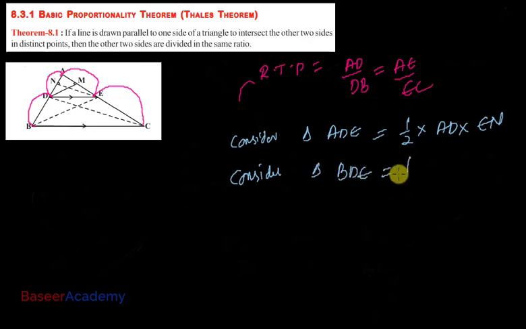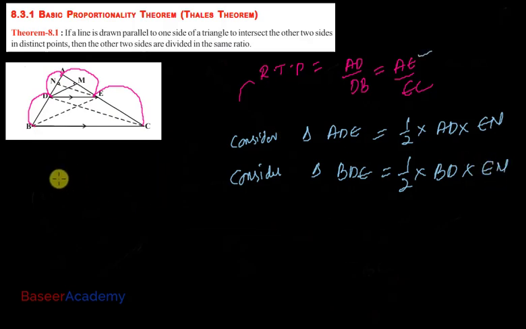Again, area of a triangle is half base into height. Half base. What is the base here? BD. And what is the height? The perpendicular height for this side is EN, right? So I'll take the height as EN.